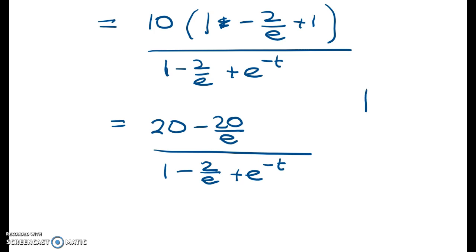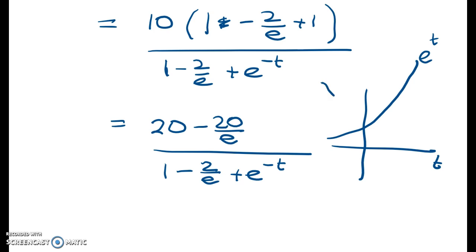Except that in the back of my mind is this picture. This is the graph of e to the power of t, and this is the graph of e to the negative t. So we know that e to the negative t is going to go towards 0 when we've got a very, very big number. So that's going to help us here.